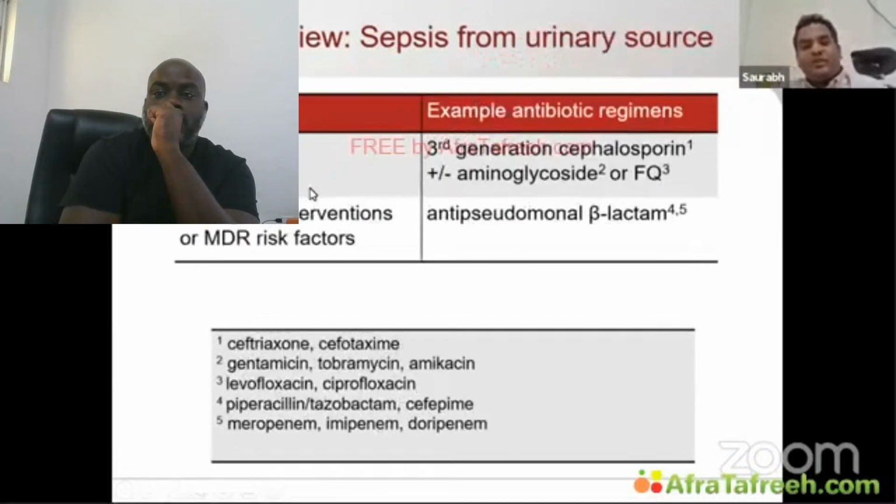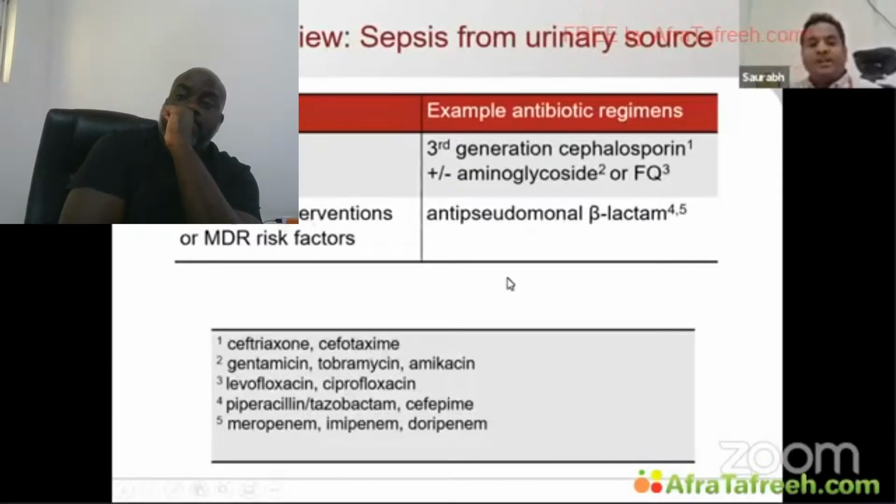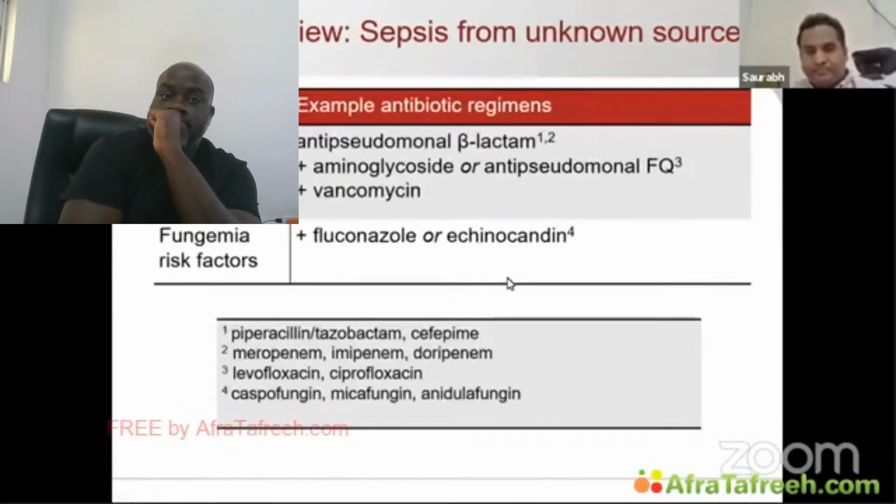For sepsis from urinary source, third generation cephalosporin along with an aminoglycoside, that means ceftriaxone or cefotaxime, amikacin or gentamicin remains a very good choice. And for patients who have undergone urological intervention, you need to give them anti-pseudomonal antibiotic.